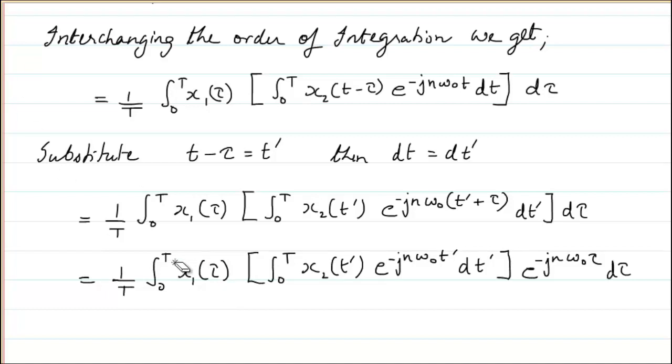So based on that, I can now rewrite this as 1 by T integral x1 of tau, and here I have taken this plus tau term, that is e raised to power minus j n omega naught tau. That term I have taken outside the integration because this is with respect to dt dash only. So in this equation you can see this is the equation of Fourier series calculation of x2 of t. Here it is t dash, but only the t dash has changed.